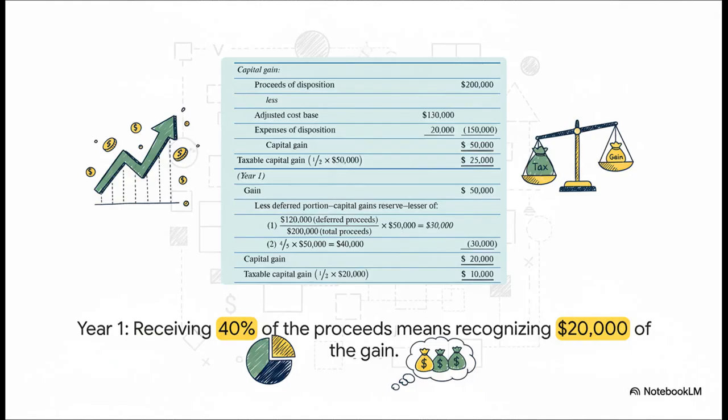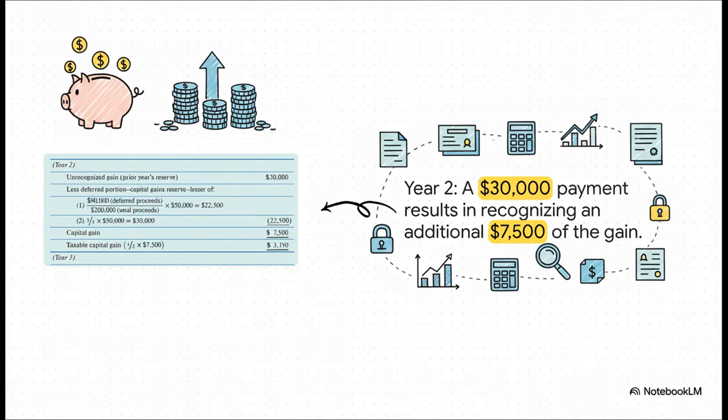Okay, let's make this real with an example. The total capital gain on this sale is $50,000. In the first year, the seller gets a payment of $80,000. Since the total sale price was $200,000, that payment is 40% of the total cash. So they have to recognize 40% of the gain. 40% of $50,000 is $20,000. Simple, right?